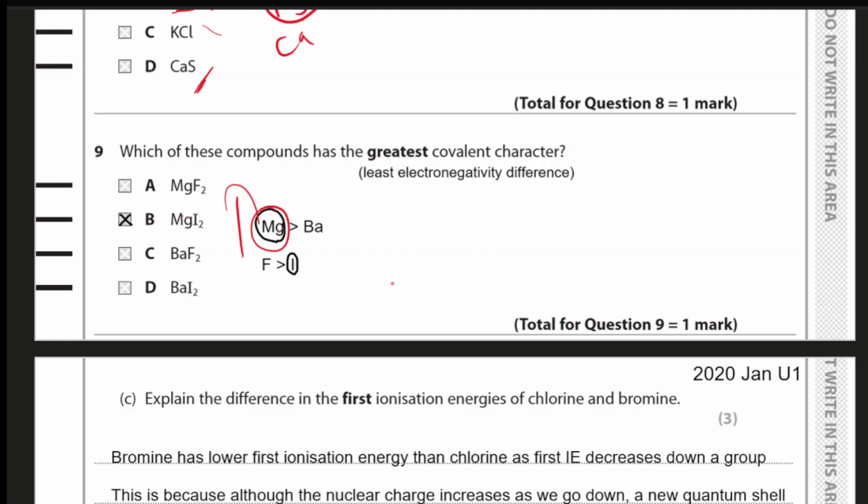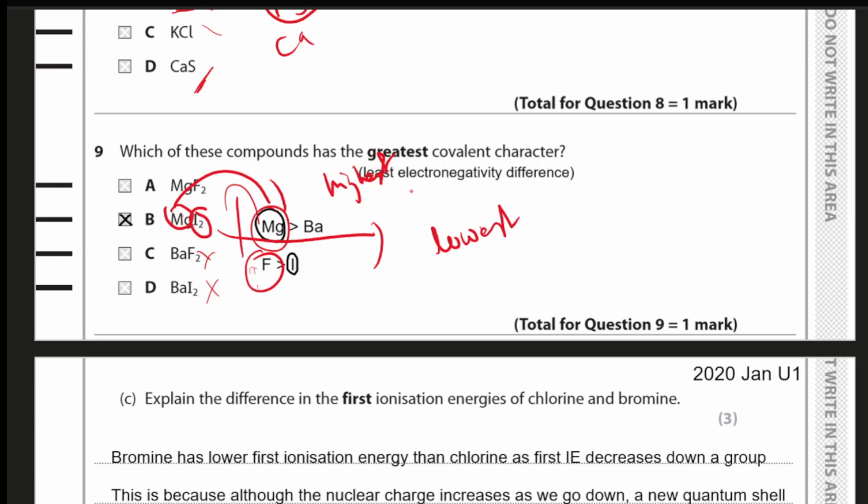electronegativity compared to barium. So obviously barium is out of the equation. Now again, if I talk about fluorine and iodine, fluorine has the highest electronegativity value compared to iodine. So the electronegativity difference between magnesium and iodine, because magnesium has the highest here and iodine as an anion has the lowest, so highest minus lowest will give the least electronegativity difference. So this MgI2 will provide the least electronegativity difference. So the degree of covalent character will be greater in MgI2. So B is the correct answer.